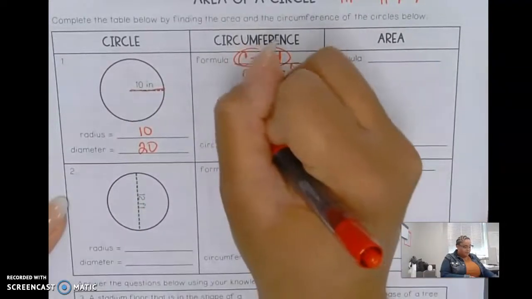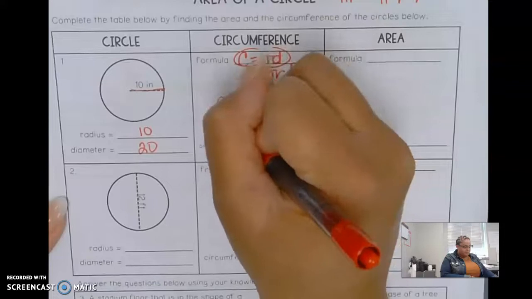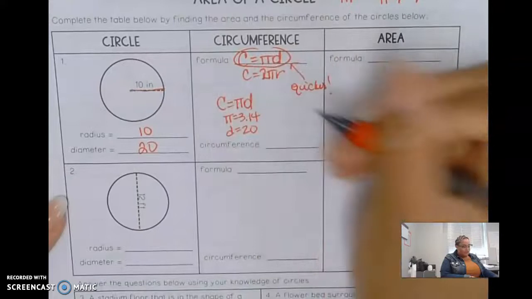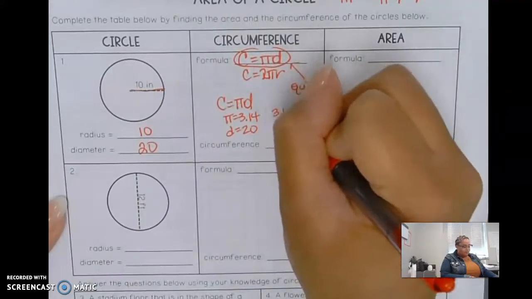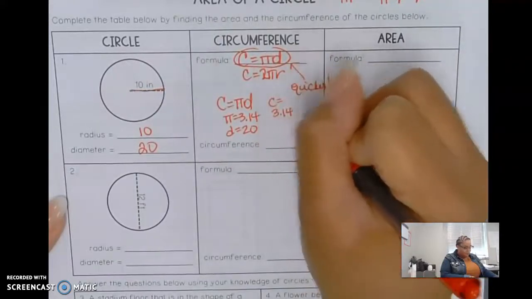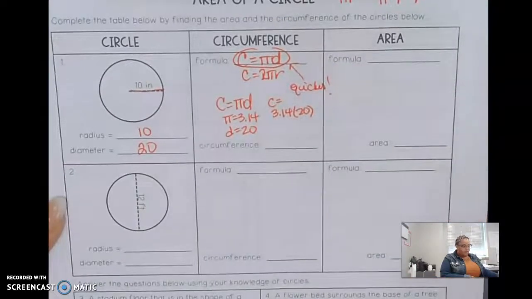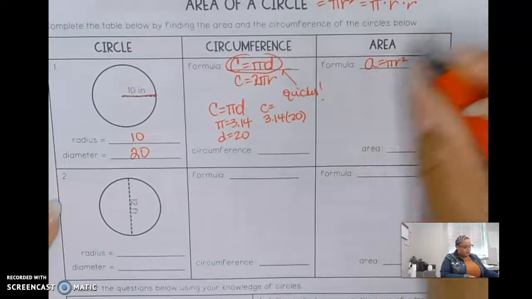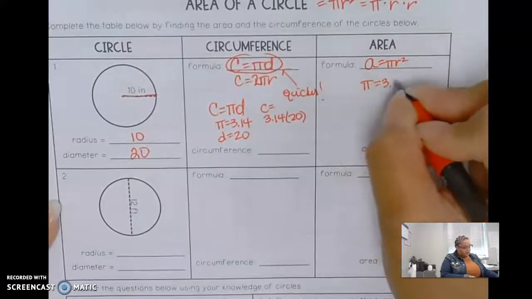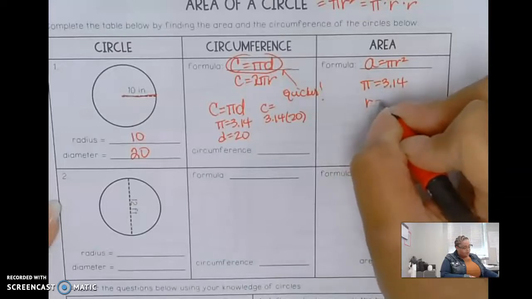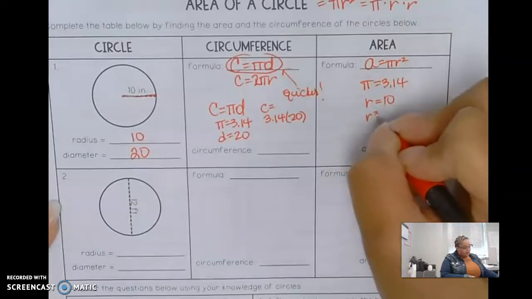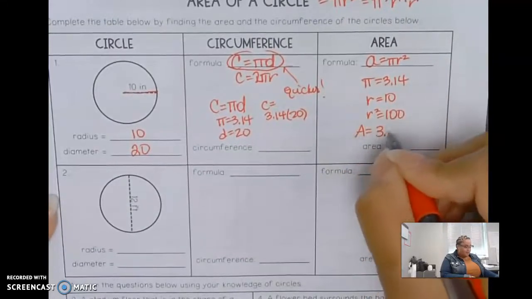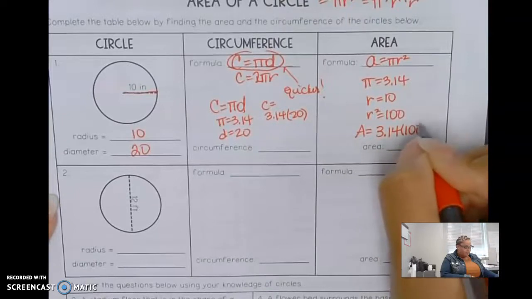My circumference would be pi times diameter, which is 3.14, and my diameter is 20. So C equals 3.14 times 20. Area, A equals pi r squared. Pi is 3.14, r is 10, r squared is 100. You've already done a problem like this. A equals 3.14 times 100.